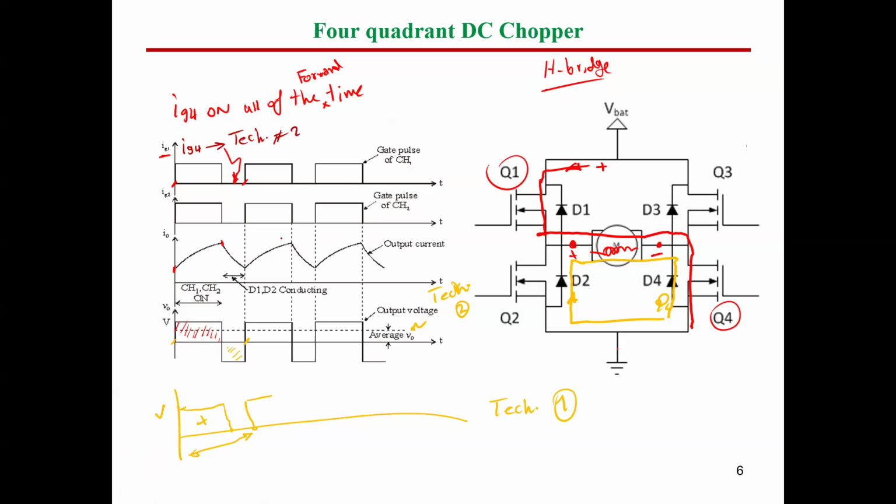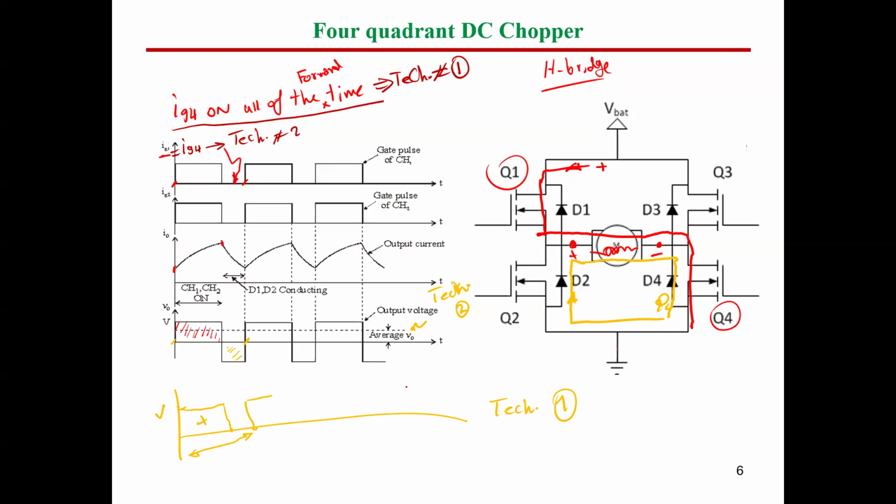So you have to know the difference between these two techniques, because this is also going to be one of the projects in our class. IG4 here for technique number 2 will be the same as IG1. But here IG4 will be on all of the forward time. This is for technique number 1. And technique number 1 is preferred because it will provide more voltage.